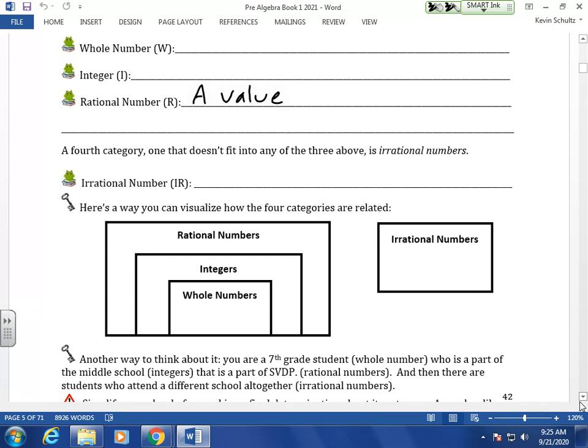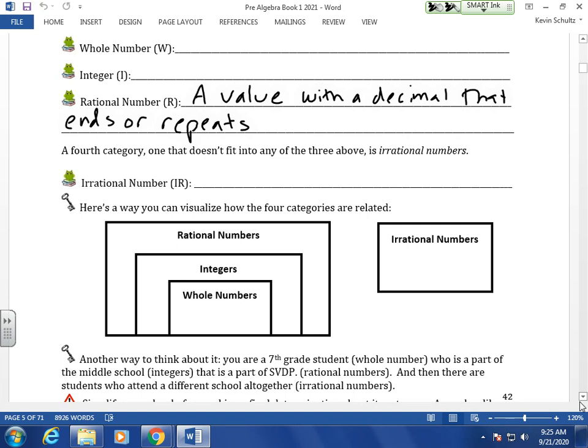I do want you to write that definition a second time. Whenever you write something down, not only are you thinking about it, you're writing it, you're reading it, it just sticks better. So a value with a decimal that ends or repeats. A value with a decimal that ends or repeats.